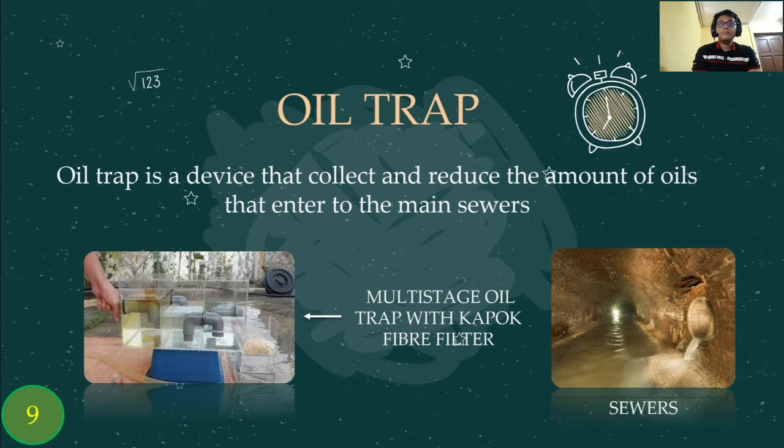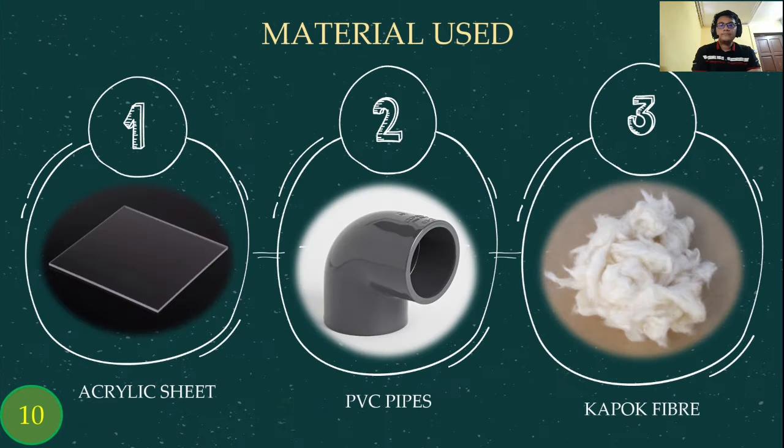We have made some improvements and added special criteria to increase its effectiveness as a filtering system compared to a regular oil trap. This project's oil trap has 3 levels of chamber and we add a Kapok fiber filter at the outside of it. So, what is an oil trap? An oil trap is a device that collects and reduces the amount of oil that enters the main sewer.